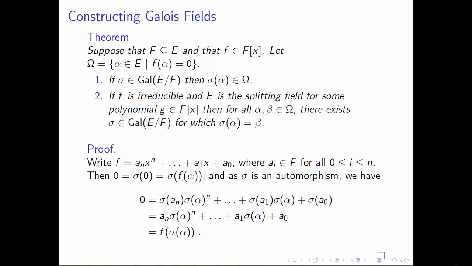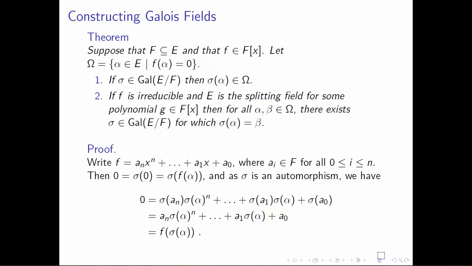So through this long string of equalities, we have that 0 is equal to f of sigma of alpha. So when I evaluate the polynomial f at the field element sigma of alpha, I get 0. And that tells me that sigma of alpha belongs to omega. So that's the first part of the theorem, the statement that elements of the Galois group of E over F map roots of the polynomial f to roots of the polynomial f.